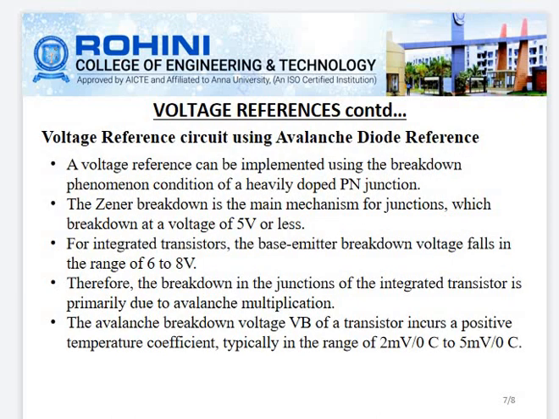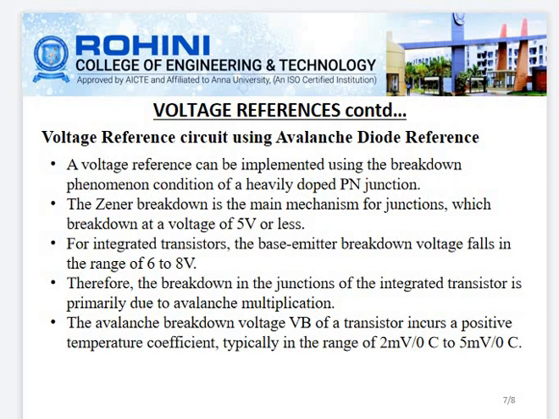Voltage reference circuit using avalanche diode reference. A voltage reference can be implemented using the breakdown condition of a heavily doped PN junction. The Zener breakdown is the main mechanism for junctions whose breakdown is at 5 volts or less. For an integrated transistor, the base emitter breakdown voltage falls in the range of 6 to 8 volts. Therefore, the breakdown in the junction of an integrated transistor is primarily due to avalanche multiplication.